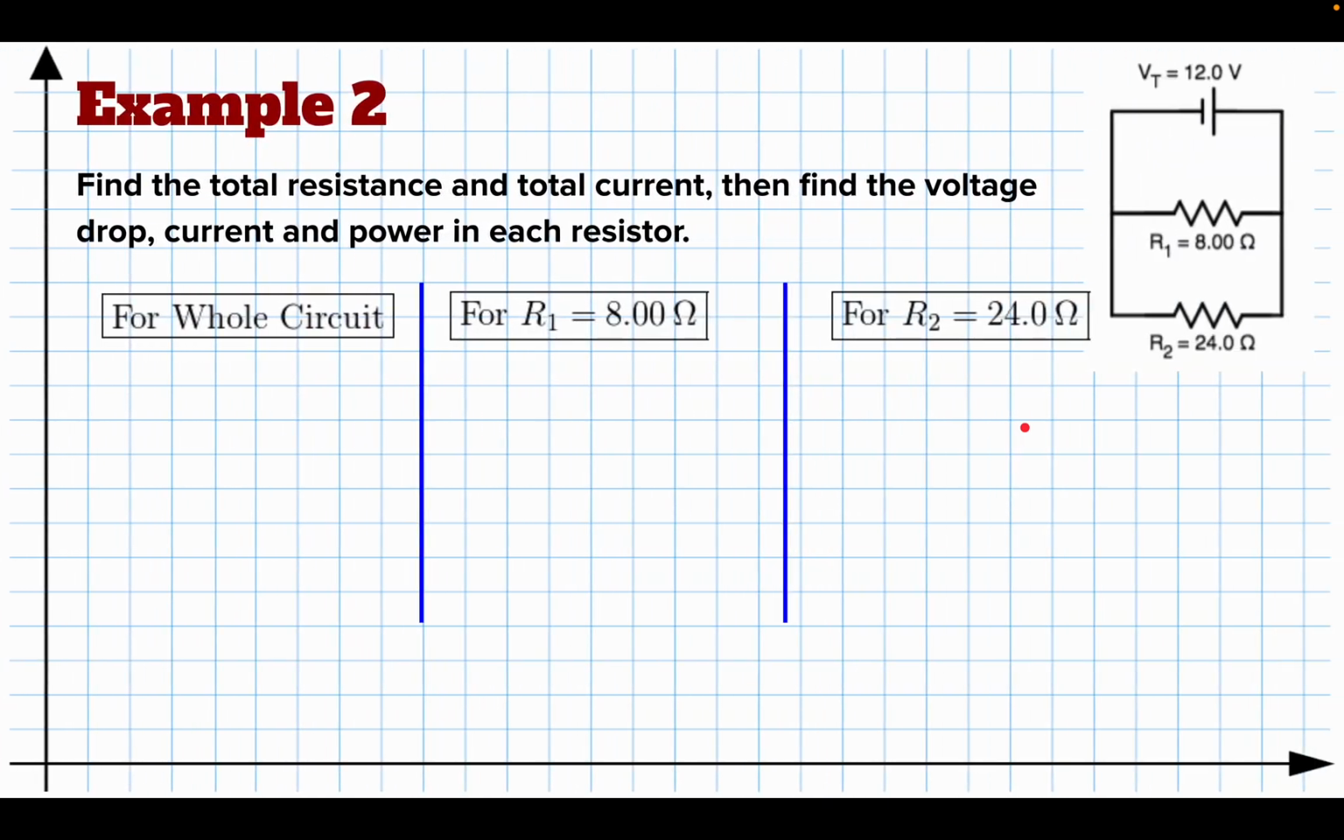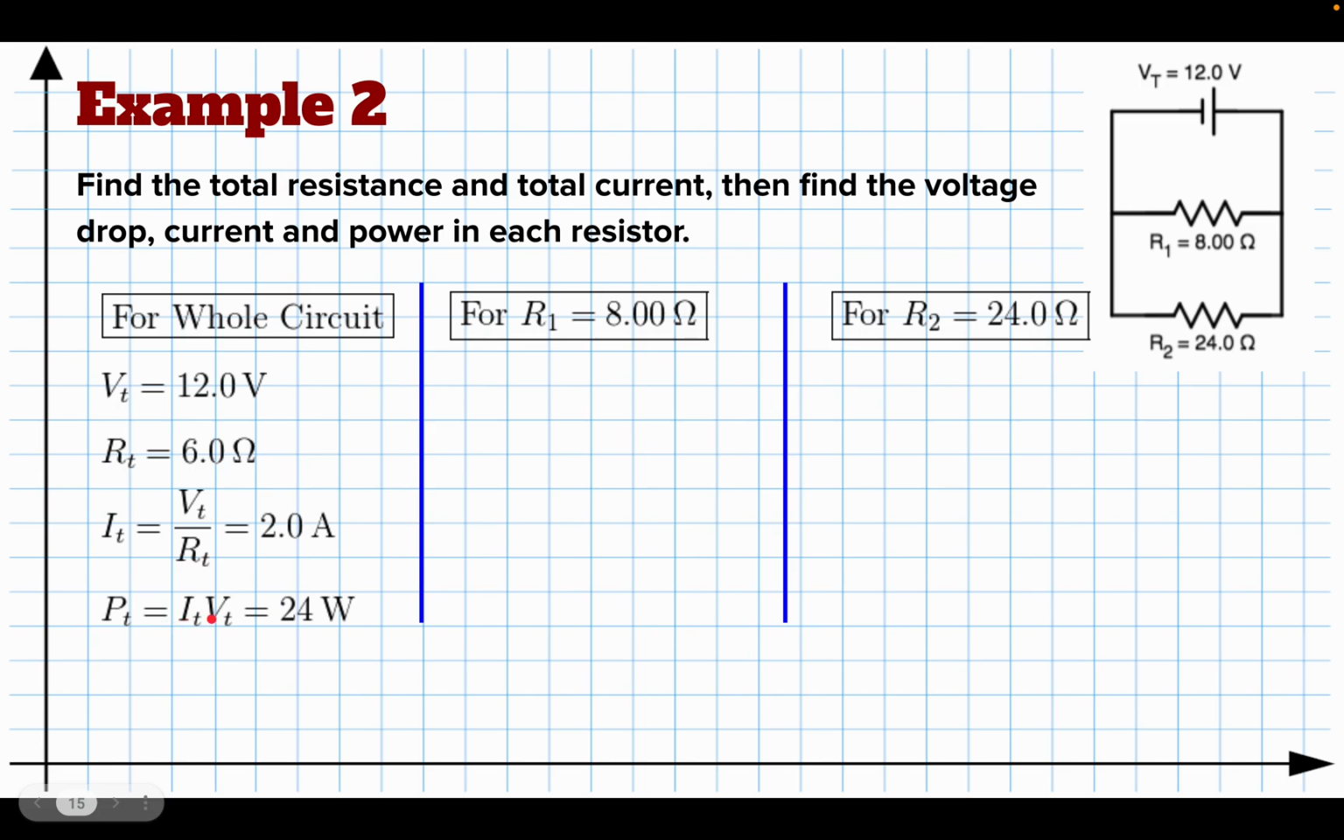All right, so now, the whole circuit. We now know the total resistance for the whole circuit. We know the voltage on the whole circuit is 12 volts. That's right here. We just found the total resistance, which was 6 ohms. And so now we can find the total current because we can use Ohm's law. The total current is the voltage divided by the resistance. So take your voltage, 12, divided by the resistance, 6, and you get 2 amps. So that is the total current flowing out of the battery. We can also find the total power.